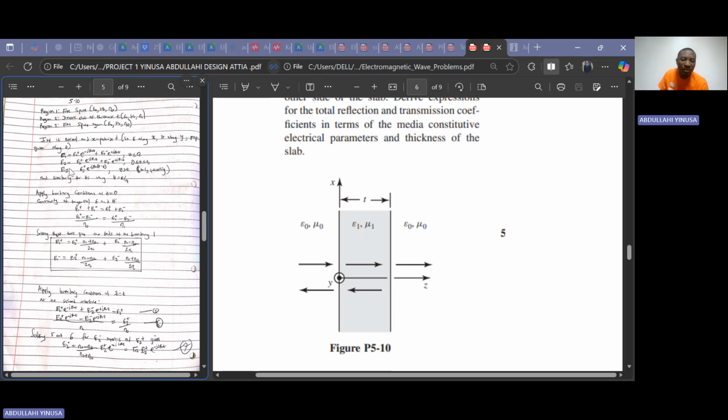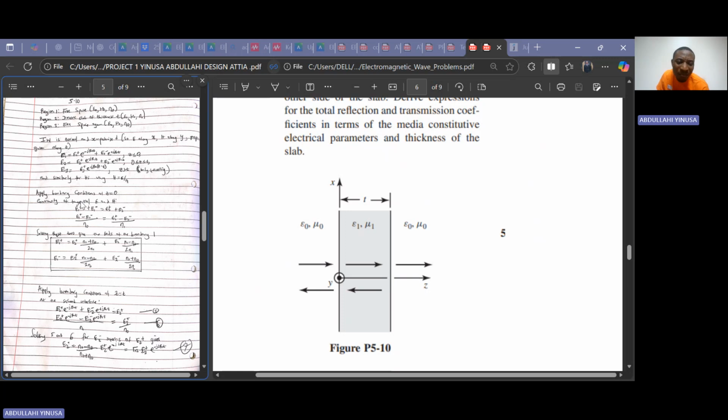When you add the two, for E2, incidence plus reflection. You can see from here that this is the incidence, this is the reflection. And then from 3, you can only see the incidence. The reflection is not there. So you are going to put only the incidence there.